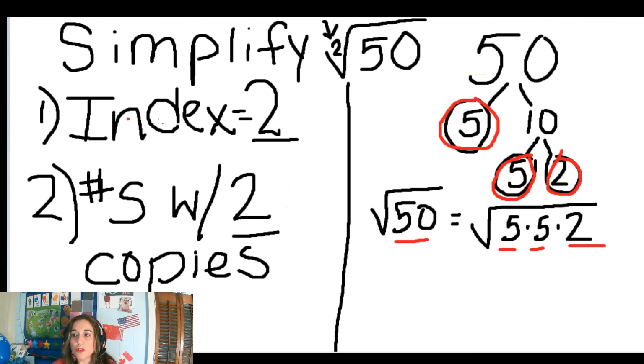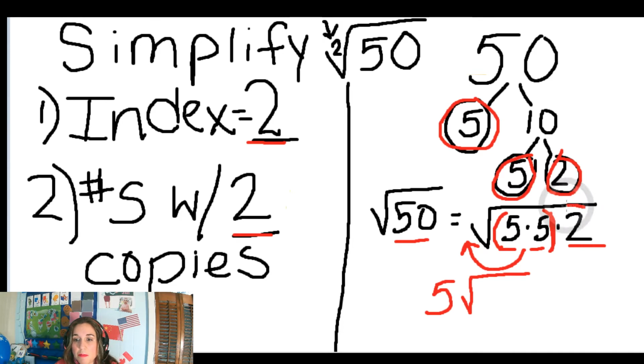I can do that. Now remember, we said our index is 2, so I'm looking for numbers that have 2 copies. Do you see any numbers that I have 2 copies of? Oh yeah, I have a pair of 5s here. I have 2 copies of the number 5. Since our index is 2, remember, exponents and radicals are inverse operations. They cancel each other out. So I can bring those 2 copies of 5 out, okay? When I bring them out, I just bring them out as a 5.